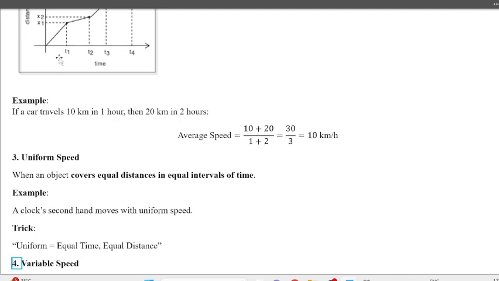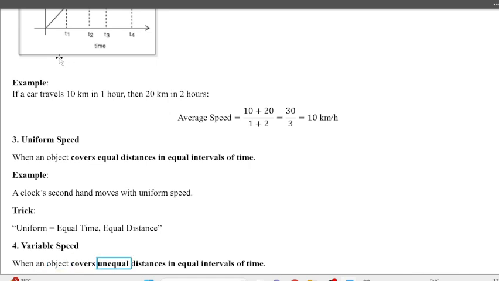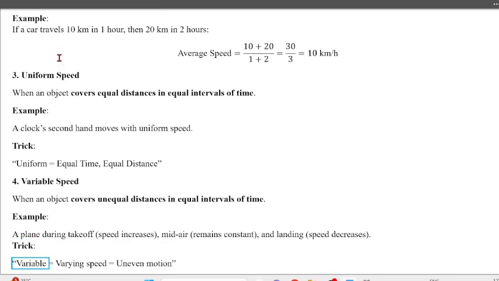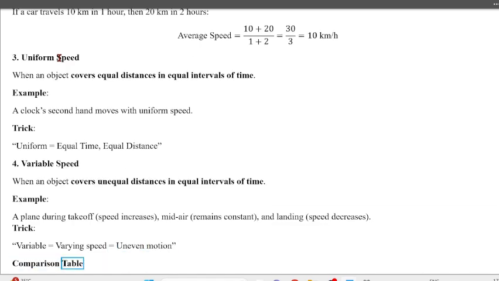4. Variable speed: when an object covers unequal distances in equal intervals of time. Example: a plane during takeoff, speed increases, mid-air it remains constant, and during landing speed decreases. Trick: variable means varying speed, uneven motion. Comparison table.